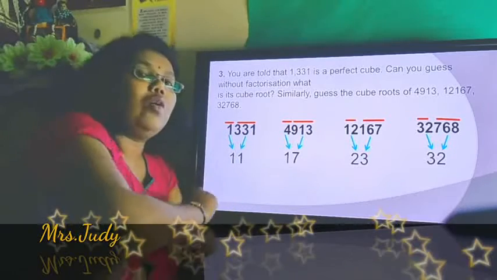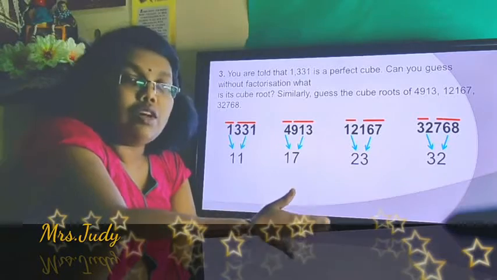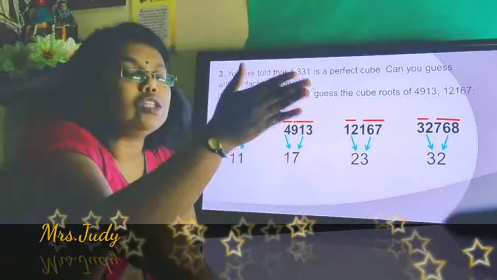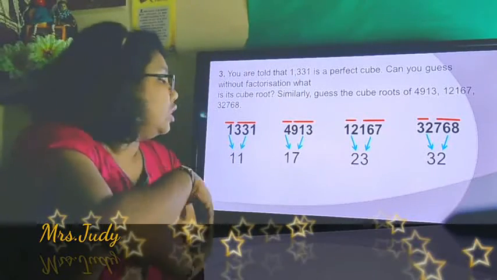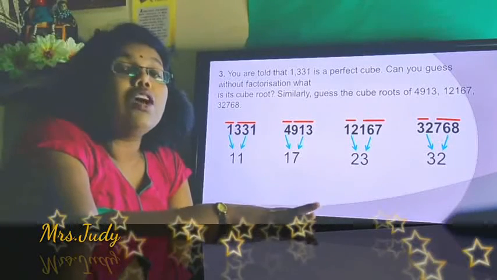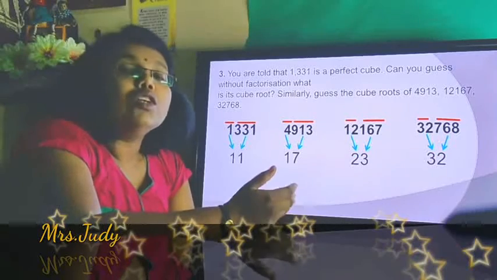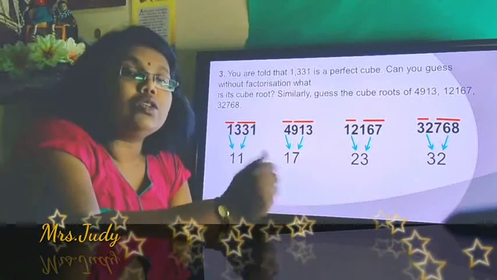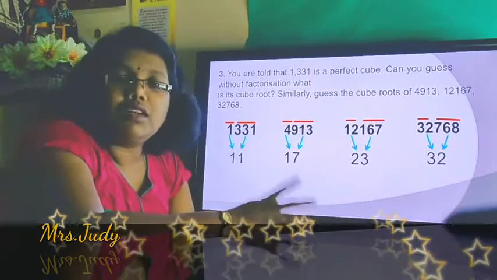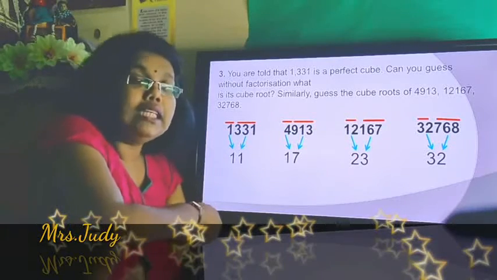And why 1 for the other digit? Now see the cubes: 0, then we have 1, then 8, then 27, then 64, 125, 216, and so on. Now here 1 lies between which 2 cubes? That we have to guess. Which are the 2 cubes which come before and after this? 0 cube is 0 and 1 cube is 1. So the number in the tens place is 1. That's how we could guess.